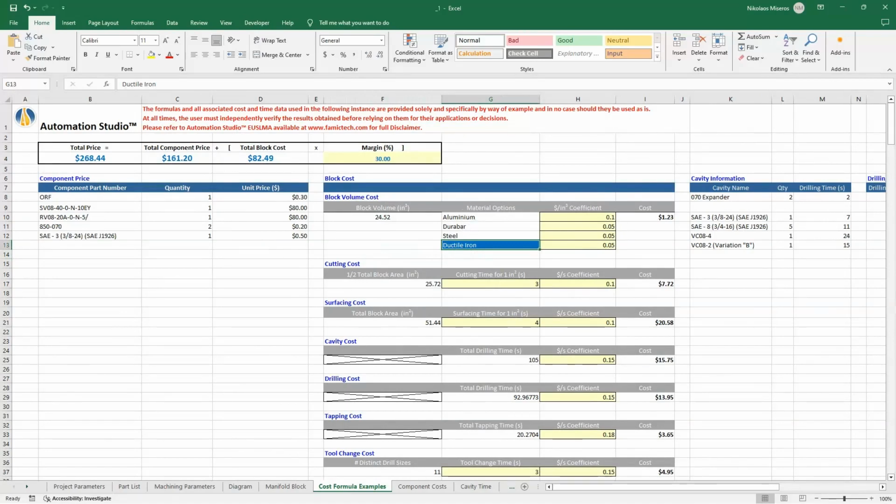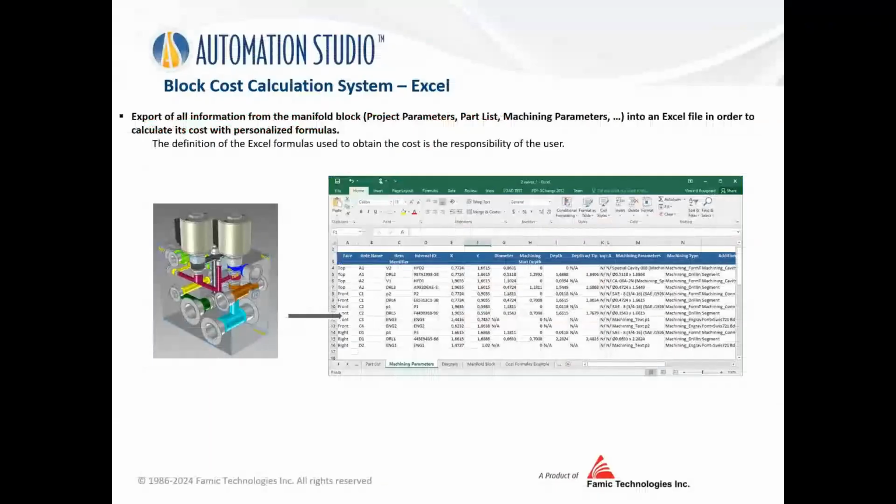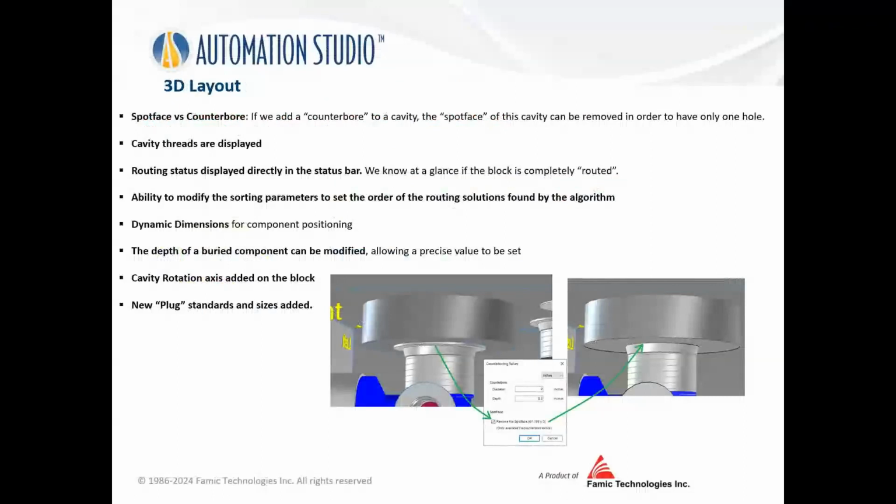So now I can just go and we can check out our 3D layout functions that are new. So you can see in this page here that we have some new features with respect to spot face and counterbore. We had some users that requested that we have the ability to remove the spot face whenever we add a counterbore, so that it won't appear, for example, in the machining parameters, or they don't want to have that spot face there. So we've added this option in the counterbore options for a specific component cavity, that you can now remove the spot face.